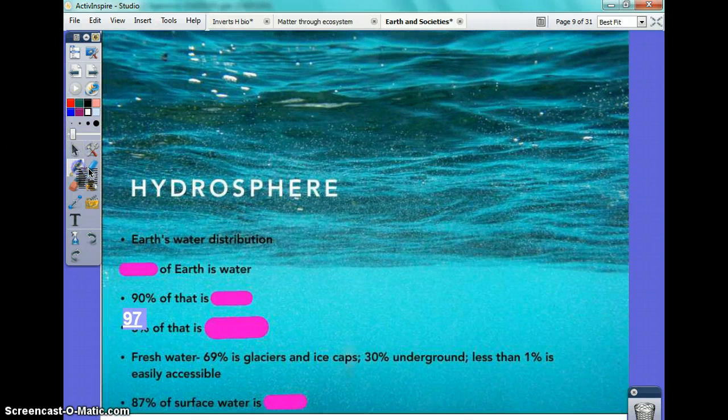I have that written down. And then 3% of that is fresh water. So 69% of fresh water is glaciers and ice caps, 30% is underground, and less than 1% is easily accessible. And then 87% of surface water is what?